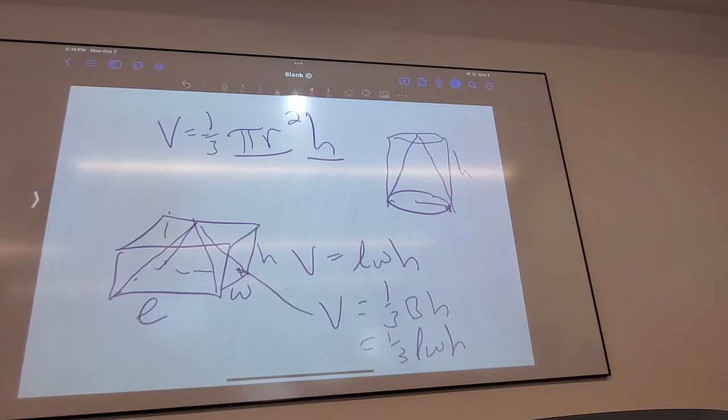So the cone is the most basic pyramid. Okay, maybe. I just want to show you this. I'm not going to make you memorize this, okay? I'll give you the formula, but it's kind of nice.